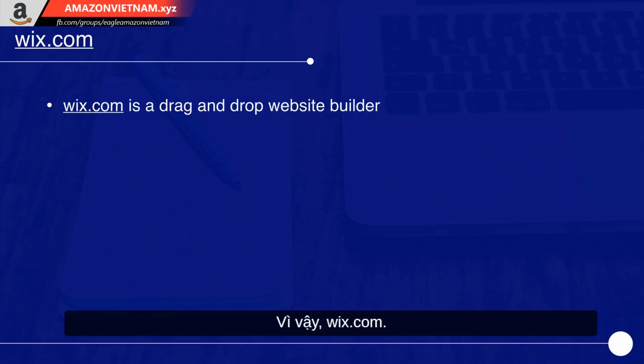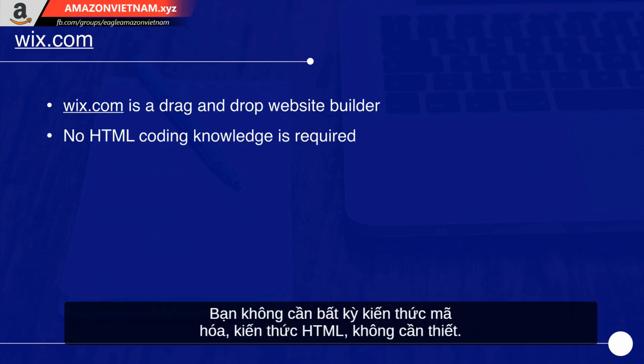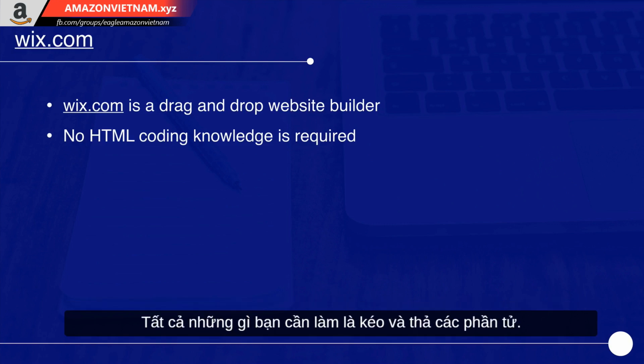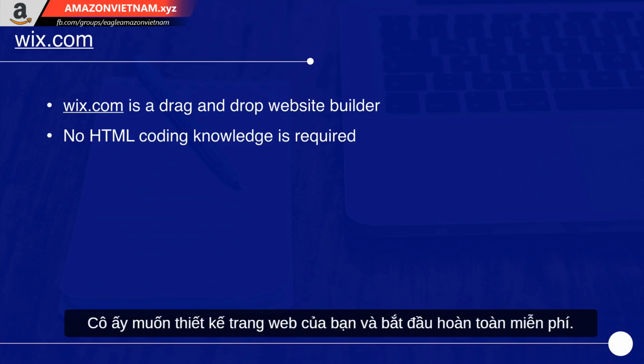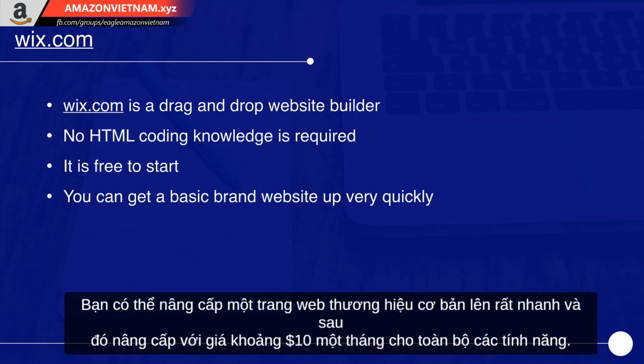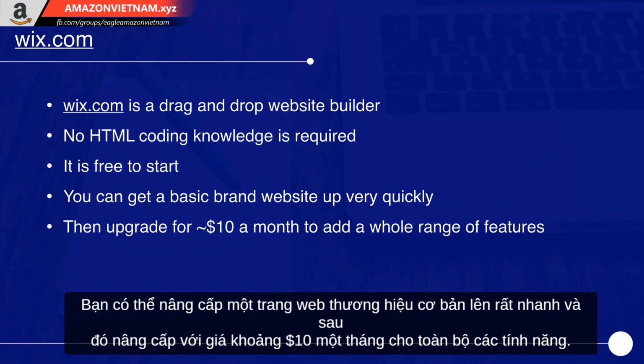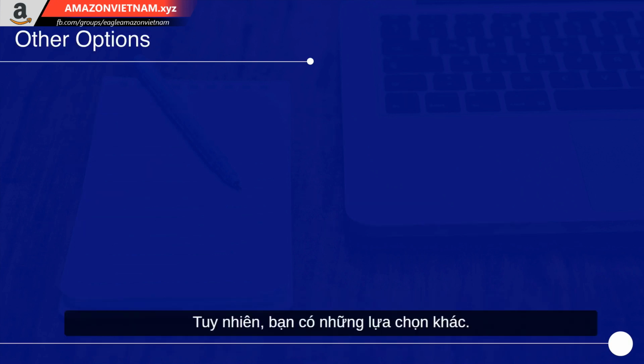So Wix.com, it's a drag and drop website builder. You don't need any coding knowledge, HTML knowledge, nothing is required. All you need to be able to do is drag and drop the elements you want to design onto your website. And it's free to start. You can get a basic brand website up very quickly and then upgrade for about $10 a month to a whole range of features.